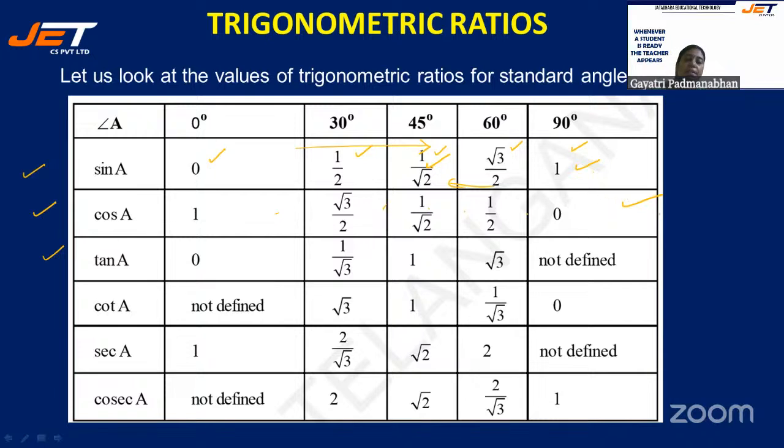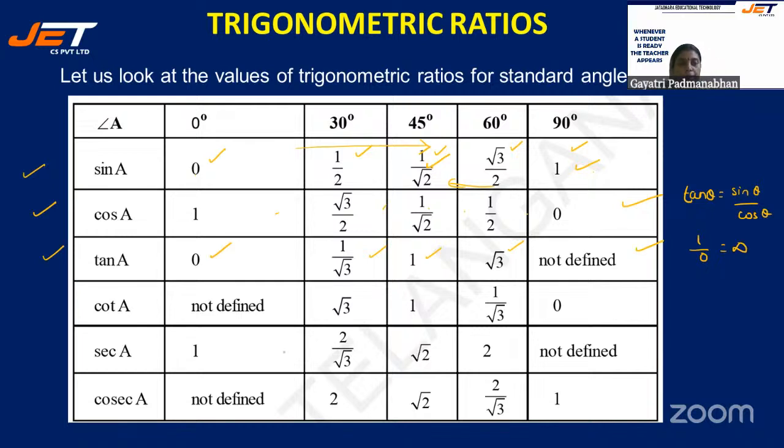Next, what you have is tan. Tan theta. You don't have to mug up. One best way is to learn it like this: sin theta by cos theta. So 0 by 1 is 0. Half by root 3 by 2, the 2 gets cancelled, so it is 1 by root 3. Then 1 by root 2 divided by 1 by root 2 is 1. Root 3 by 2 into 2 by 1 is root 3. 1 by 0 is infinity. What is 1 by 0? Not defined. That is how you get this.